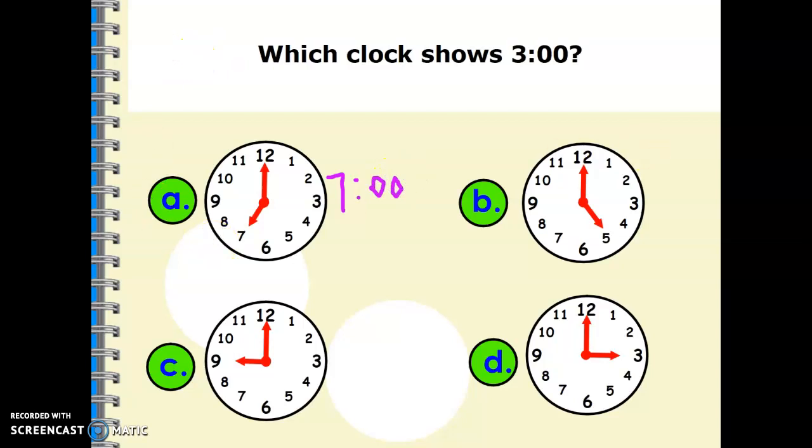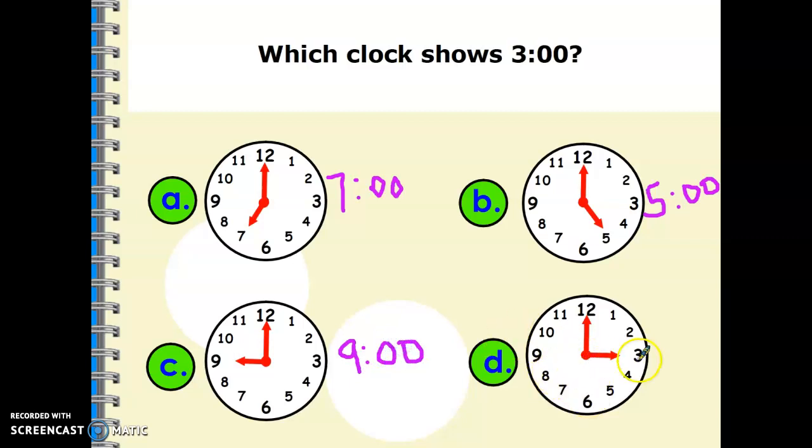Okay, look at B. Our hour hand is pointing to the 5, the minute hand is on the 12, we know that is 5 o'clock. Let's look at C. Our hour hand is pointing to the 9, minute hand is on the 12, we know that is 9 o'clock.